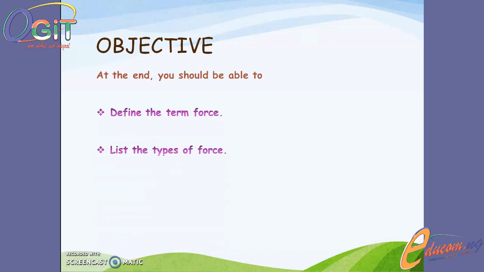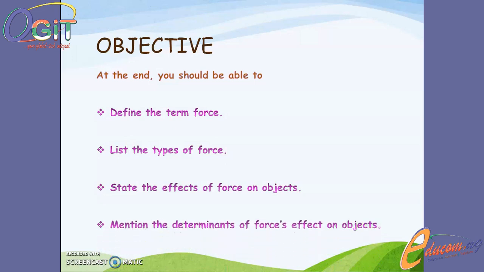Next to look at is our objective for today's class. In today's class, you should be able to define the term force, list the types of force available, state the effect which force has on objects, and lastly, mention the determinants of force's effect on objects.